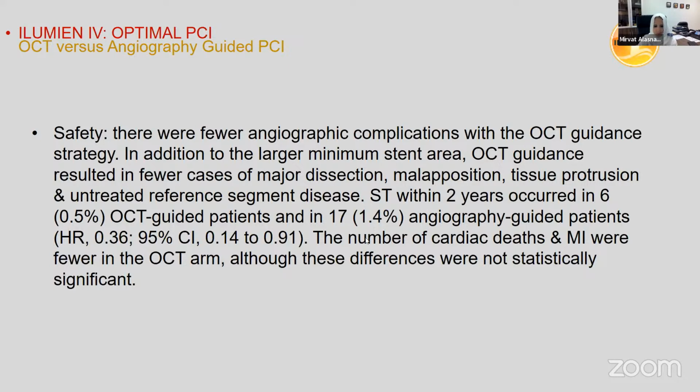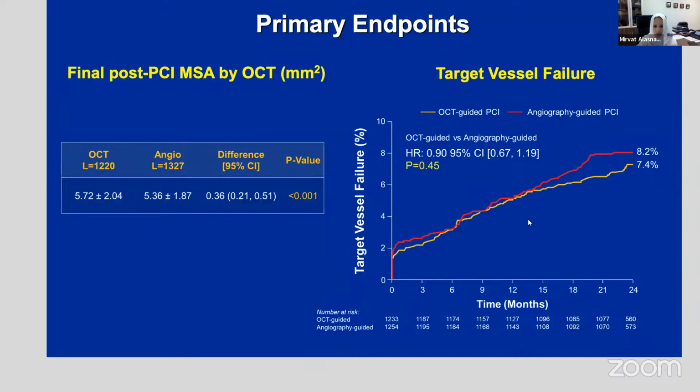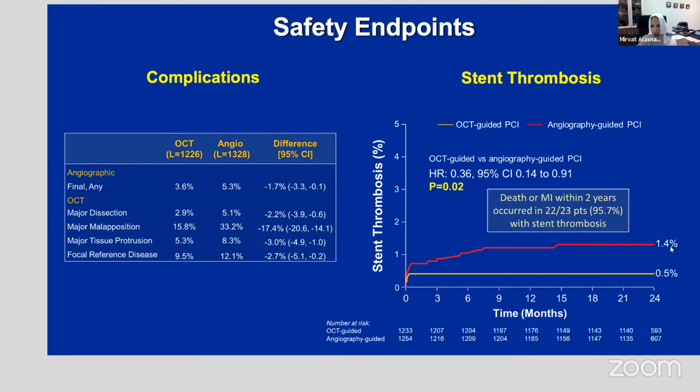So as anticipated, and you can see it over here, these are the Kaplan-Meier curves for target vessel failure. So numerically, angio was higher than OCT. Complications significantly lower in the OCT compared with angiography.